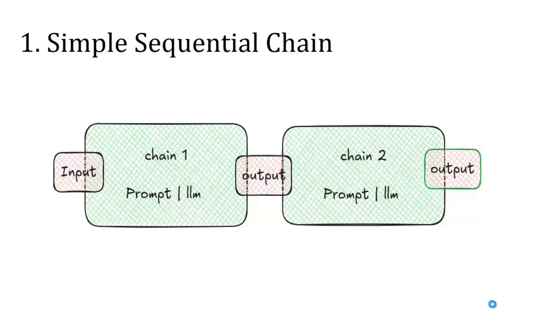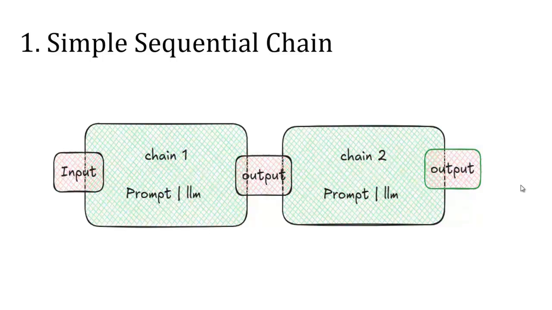You can see the first chain has its own prompt and its own LLM. Same for the second chain as well. The second chain also has its own prompt and its own LLM. Both work separately but stay connected in a chain format where the input goes to a chain 1, then output of chain 1 becomes the input to chain 2, and the final answer comes from chain 2. As simple as that. This is the exact idea behind simple sequential chain.